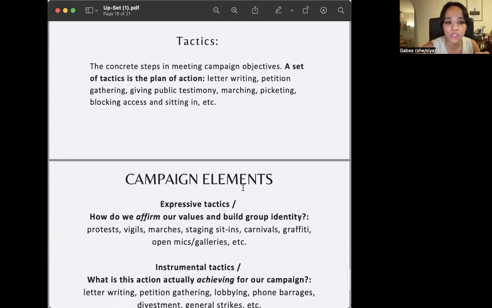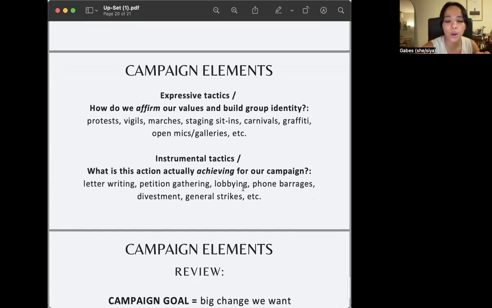So there are two ways to differentiate tactics. We've got expressive and instrumental tactics. Expressive tactics ask the question, how do we affirm our values and build group identity?